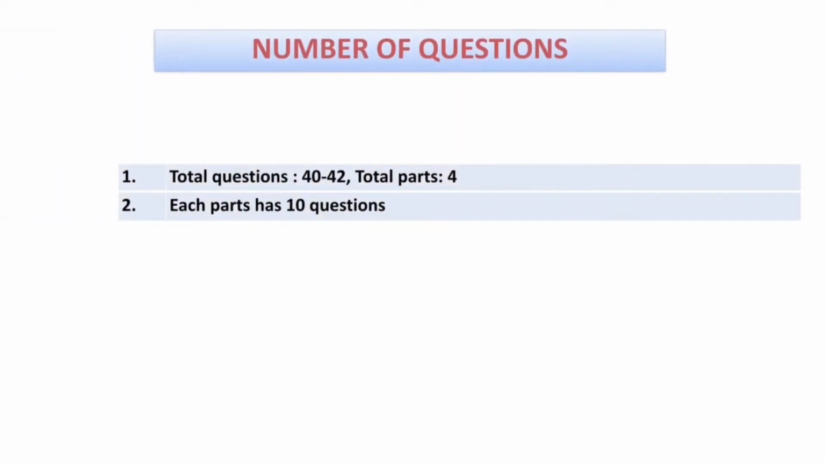Now let's talk about the number of questions. The total number of questions will be 40 to 42. Mostly you will get 40 questions in your test, but in case 2 extra questions are asked to you, then you will get a grace mark. The total number of parts is 4 and each part contains 10 questions. Earlier we used to call them sections, but now in 2020 it has been converted into parts. Remember, each answer will carry 1 point.